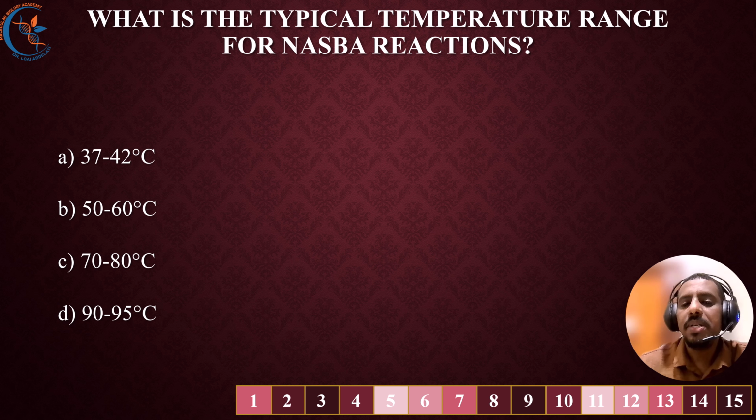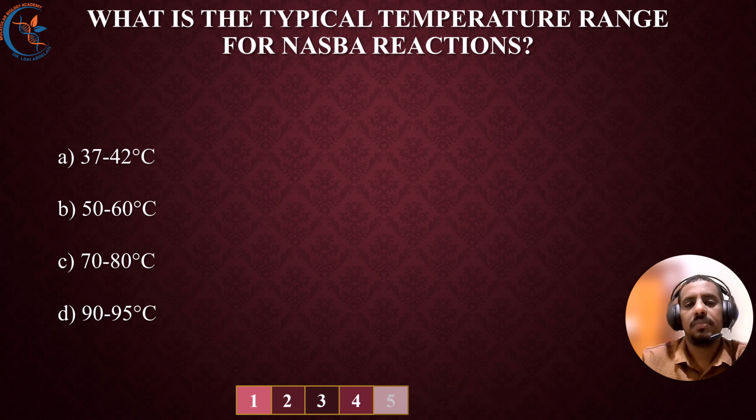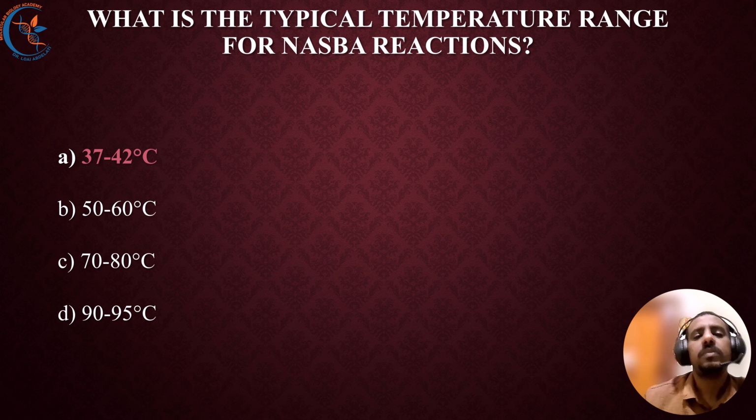Okay, this question here. What is the typical temperature range for NASBA reactions? Alright, actually, NASBA reactions are typically carried out at a constant temperature of 37 to 42 degrees, which is suitable for enzymes involved in the process. Okay?